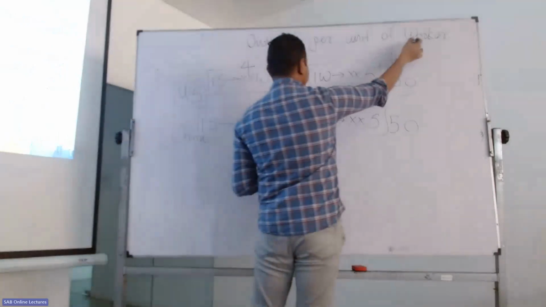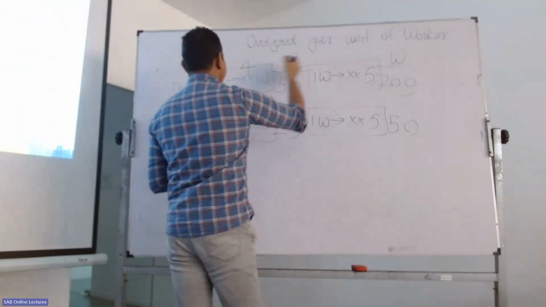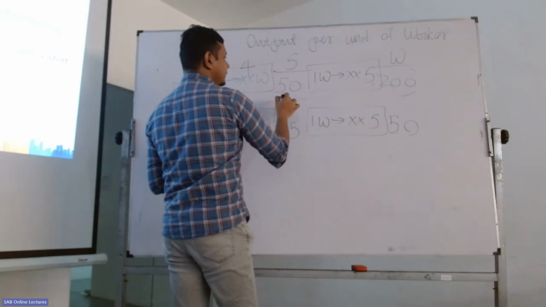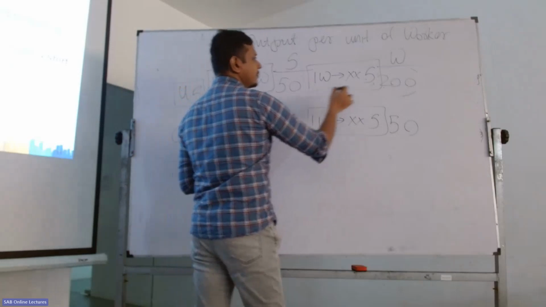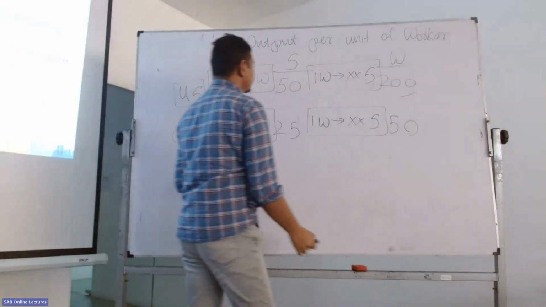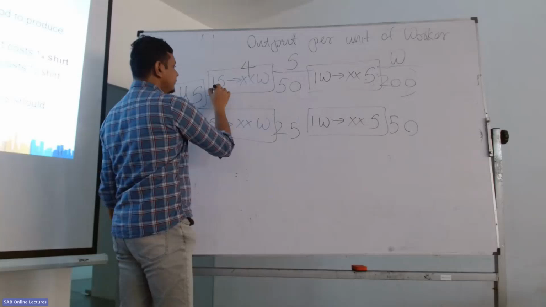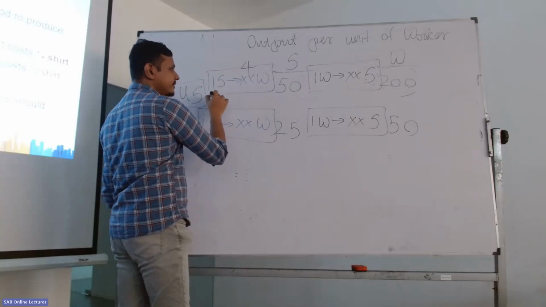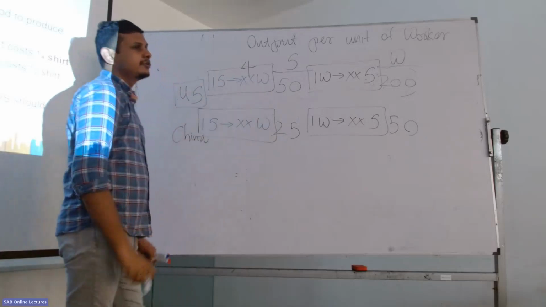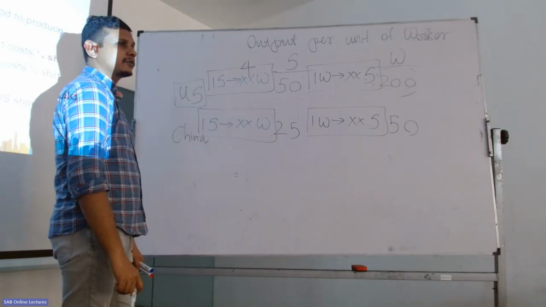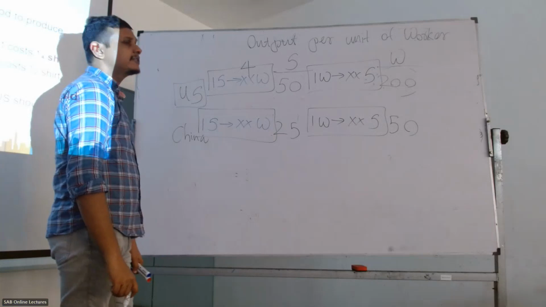With one worker, the US can produce either 50 shirts or 200 bushels of wheat. So to produce 1 shirt, how much does the US have to sacrifice in terms of bushels of wheat? It's 4.